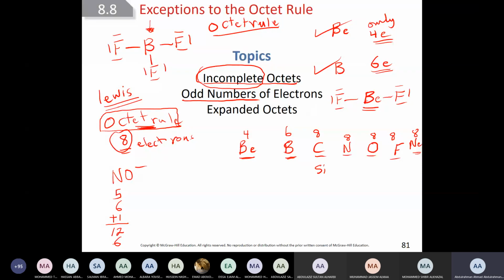But when you go to the elements below them, for example, silicon, and then under nitrogen is phosphorus, and then sulfur, and then chlorine, and then bromine, these elements in the second and third row can take more than 8. More than 8. And we call this expanded octet. Expanded octet. This means we have more than 8. That's called expanded octet.